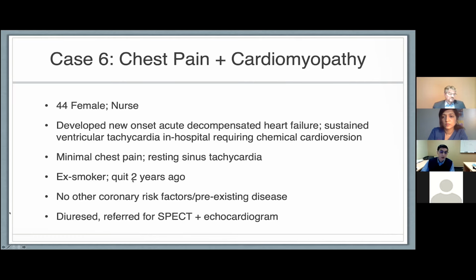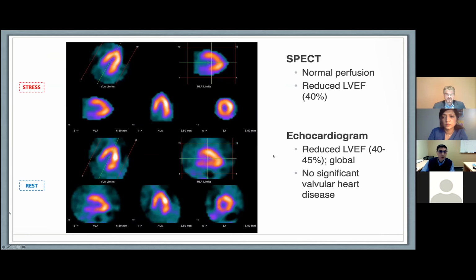She was an ex-smoker, but had quit 2 years ago, and she had no other coronary risk factors or known pre-existing disease. So on the basis of her presentation, she was diuresed and she was referred for both nuclear perfusion imaging and echocardiography. Here we see her nuclear perfusion imaging with stress imaging at the top and rest imaging at the bottom. This was a vasodilator SPECT study.